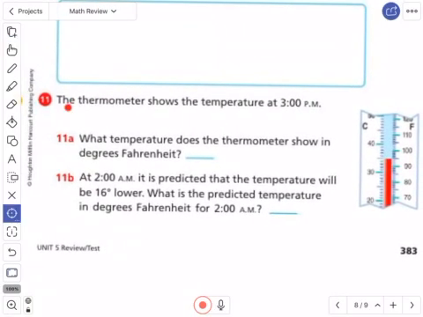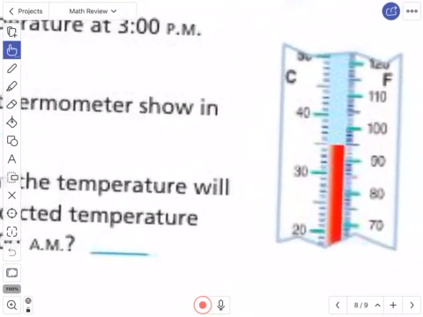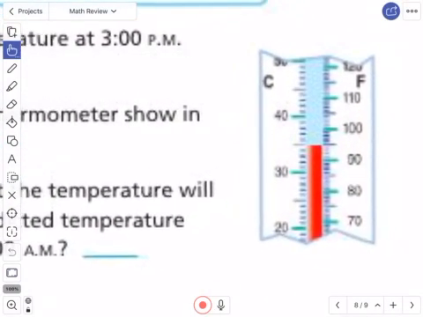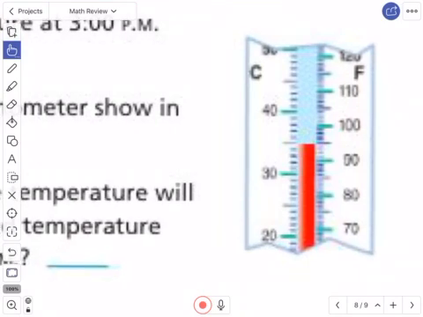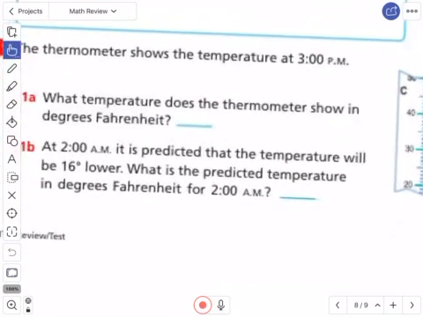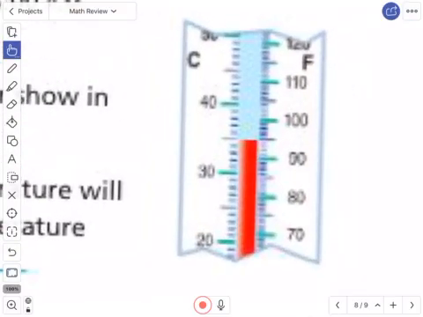This one, the thermometer shows the temperature at 3 o'clock p.m. Okay, so that's this thermometer right over here. Now mine's a little bit blurry. It'll look way better on yours. But so 3 o'clock p.m., I have to try to figure out what is the temperature. So that's the thermometer piece right there.